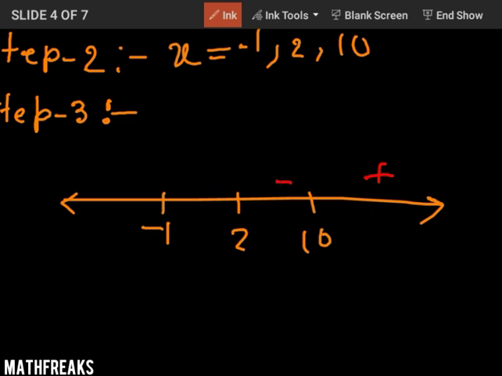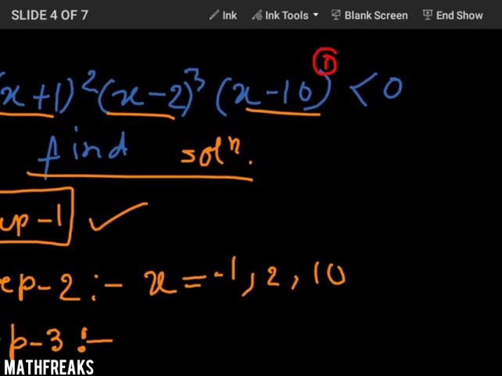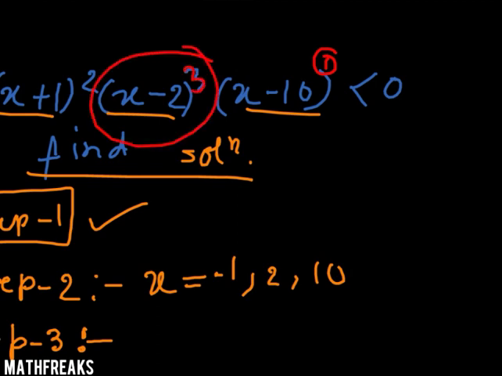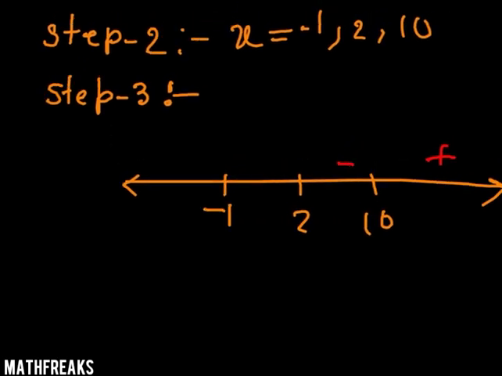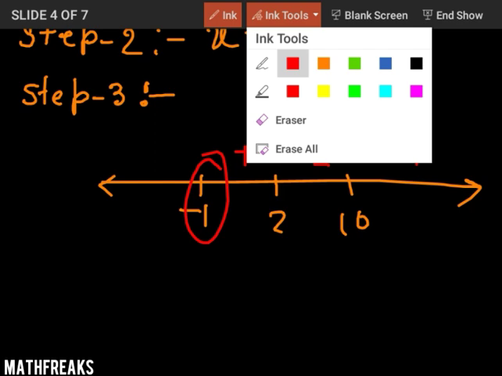Then we come across another critical point, that is 2. Now we have got 2 from this factor, but again here the power is 3, which is odd, so again we have to change. So this will be plus. And now finally we have come across the last critical point, that is minus 2.